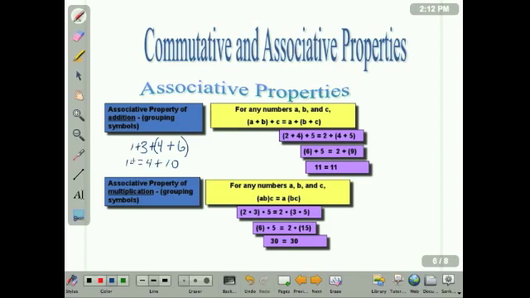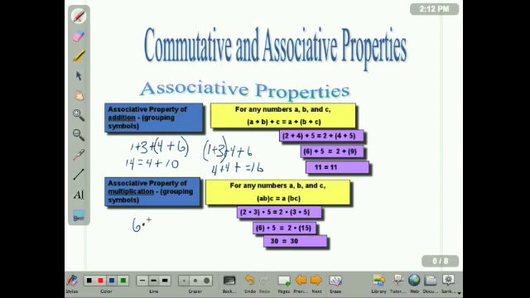And if I rearrange them and change the grouping, I should still get the same answer. That's 4. 4 plus 4 is 8. Plus 6 equals 14. Associative property of multiplication says that I can change the grouping order of multiplication problems and it still won't change the value.